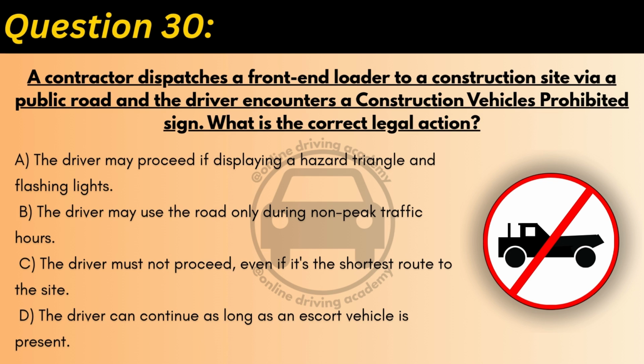Now remember, this sign is going to prohibit all construction vehicles, right? Remember, no matter what construction vehicle you are driving, it's going to be prohibited. Therefore option C will be our correct answer. The driver must not proceed even if it's the shortest route to the site.